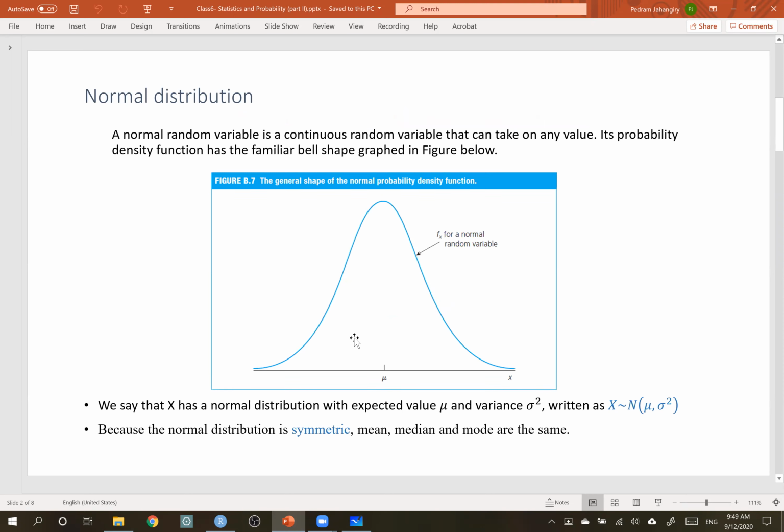What is a normal random variable? A normal random variable is a continuous random variable that can take on any values. So remember, this is continuous, it's important, and it can take on any values. Its probability density function, or the PDF, has a familiar bell-shaped curve, which we can see in the curve below.